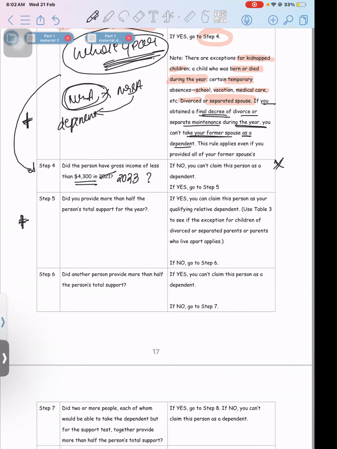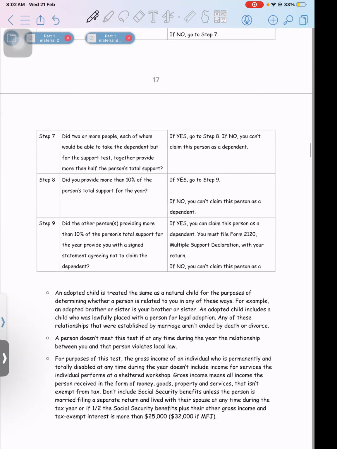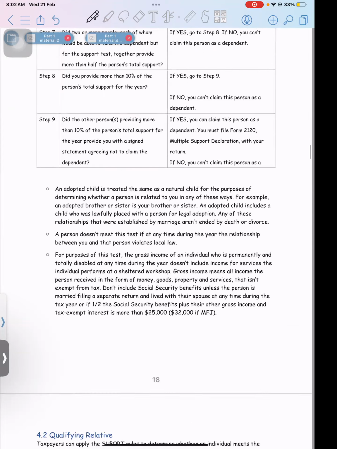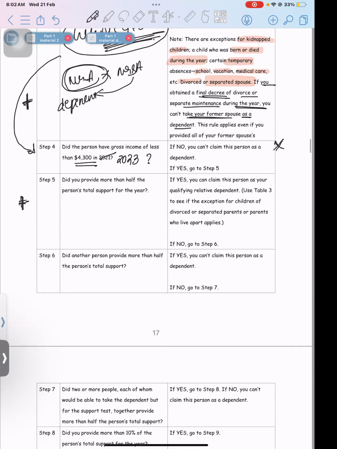Now this gross income will include what all things? I think I might have included a list. Okay, this gross income will include all your earned plus unearned income.